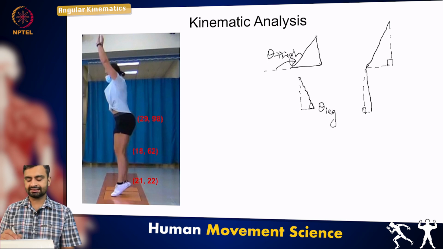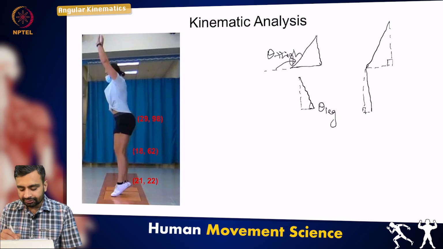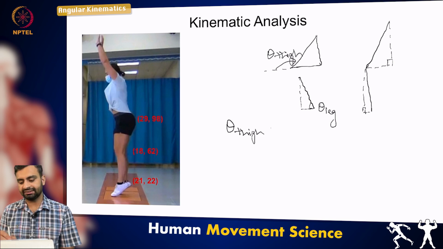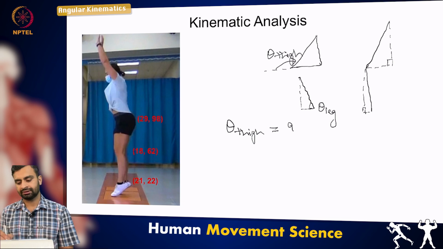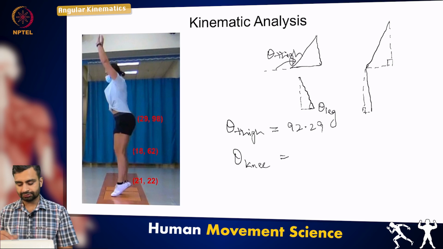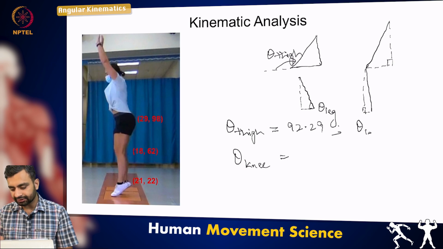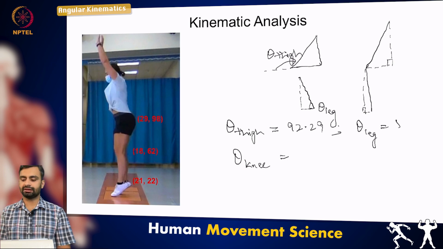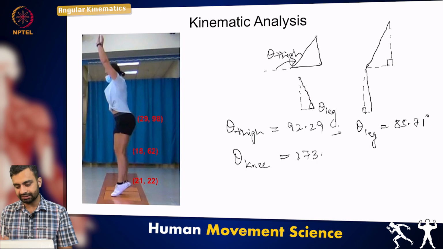So in this case, after you plug in the values, you can calculate and match them. Theta thigh should be 92.29. For theta knee we need theta leg first. Theta leg would be 85.71 degrees, and finally theta knee is around 173.41 degrees.